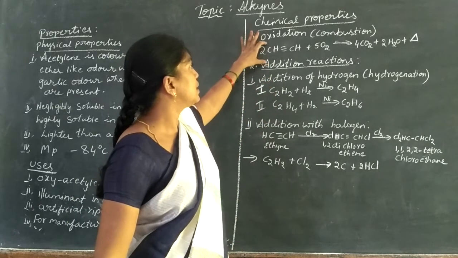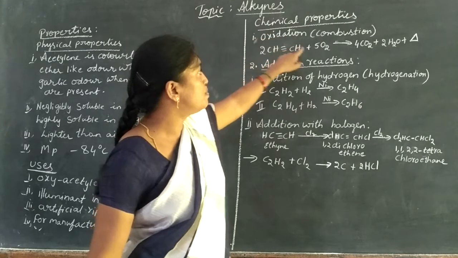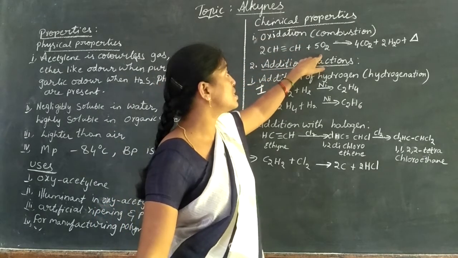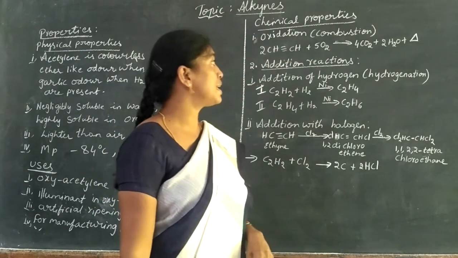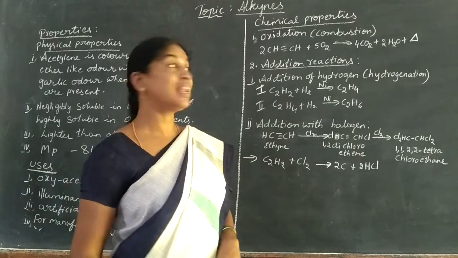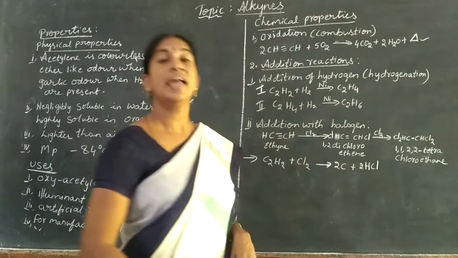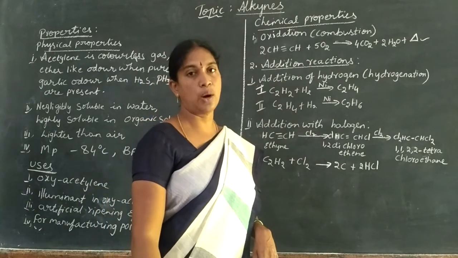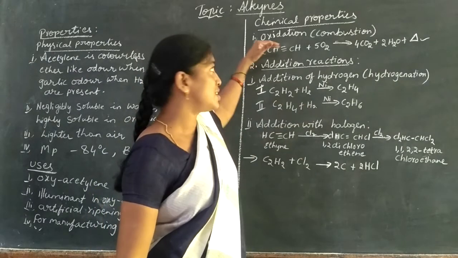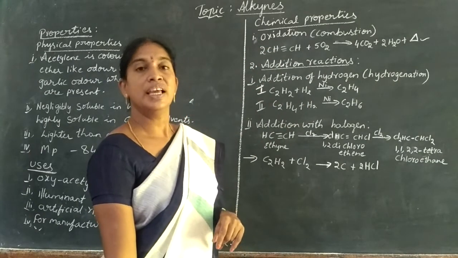So here for ethyne, if it is burned in the presence of oxygen, it gives rise to carbon dioxide, water vapor, and a large amount of heat. This delta symbol represents heat. Heat will be given out. This is the oxidation or combustion reaction of ethyne.